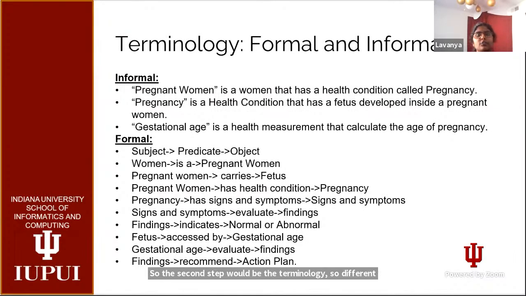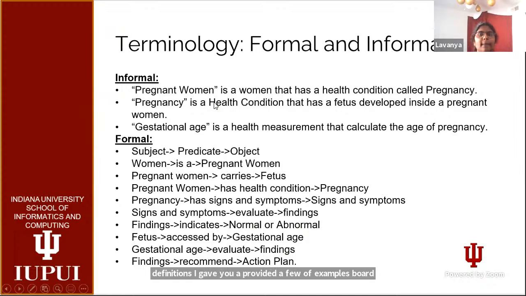The second step is the terminology. Different terminologies are used in this ontology knowledge model, for instance, women, pregnant women, fetus, gestational age, signs and symptoms, findings, which is subdivided into normal and abnormal, and action plan. This list of terms is further classified into clusters of concepts, which the study further describes as formal and informal. In the informal definitions, I provided a few examples of what I used.